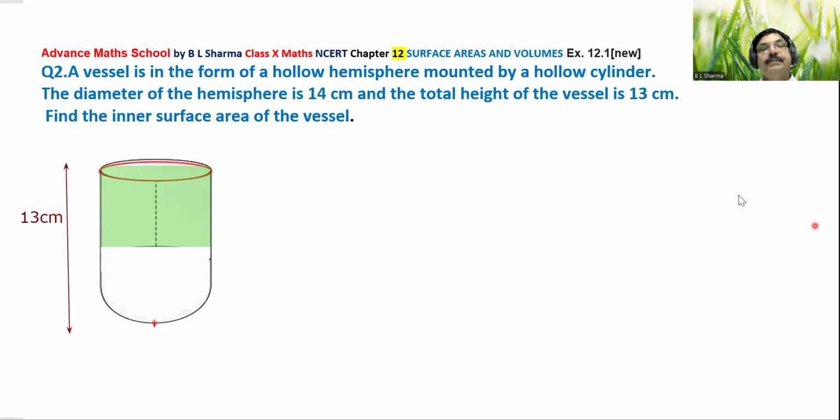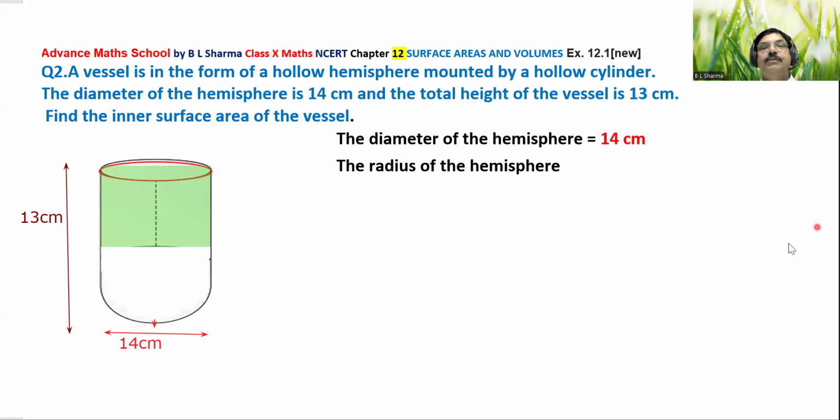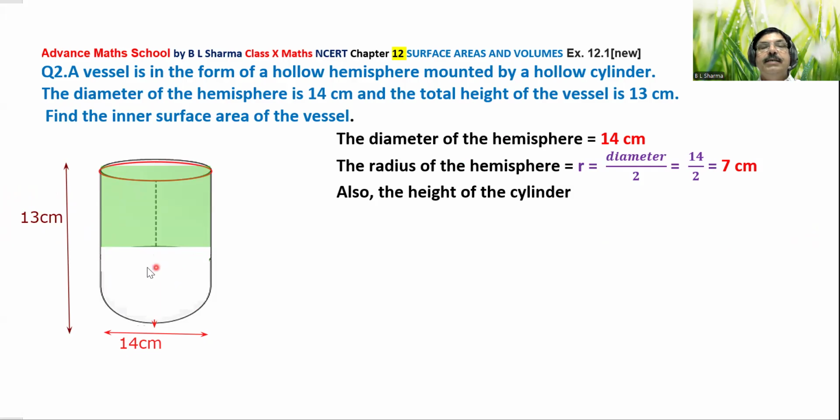And it is given that the height of the whole vessel, means the cylindrical portion plus the hemispherical portion, is 13 centimeters, and diameter is given 14 centimeters. So what is radius? Radius of hemisphere is diameter by 2, that is 7 centimeters. This is 7 centimeter, this is also 7 centimeter. The total height is 13 centimeter. So अगर 7 centimeter कम कर देंगे, then height of the cylinder is 13 minus 7, that is 6 centimeter.